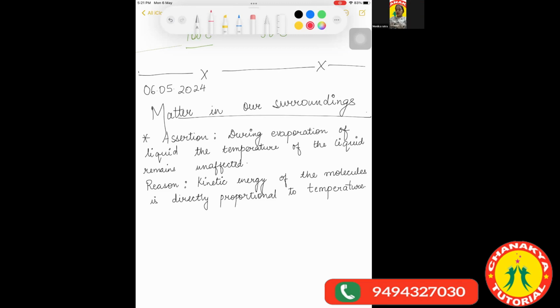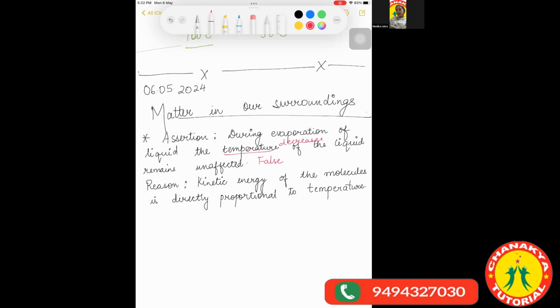Okay, those who say that it could be false, can you state the reason why you think that it should be false? Ma'am, because during evaporation, the liquid will absorb the heat energy, so the temperature might rise also. Guys, what is the difference between evaporation and boiling? Evaporation causes a cooling effect, so the temperature will decrease. So that's why it's a false statement.